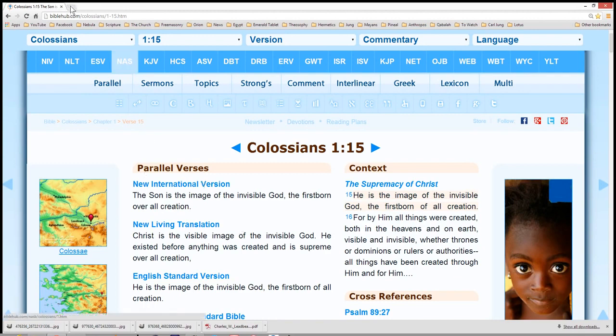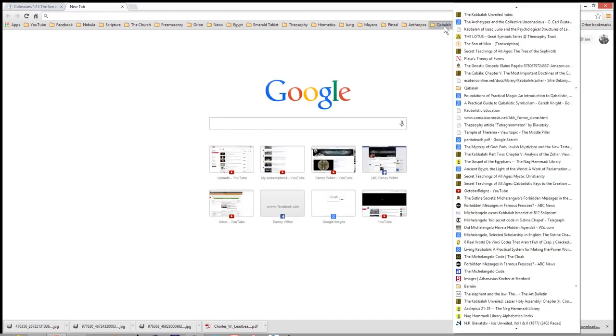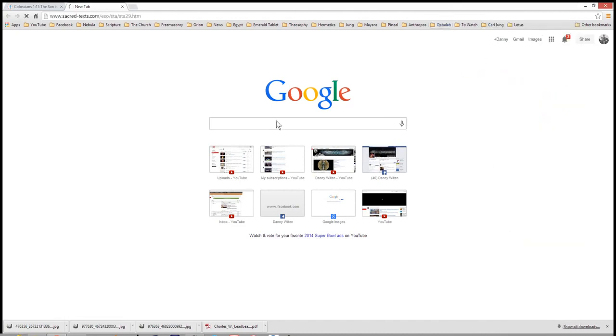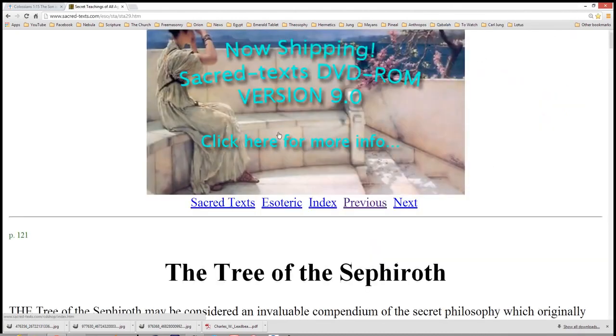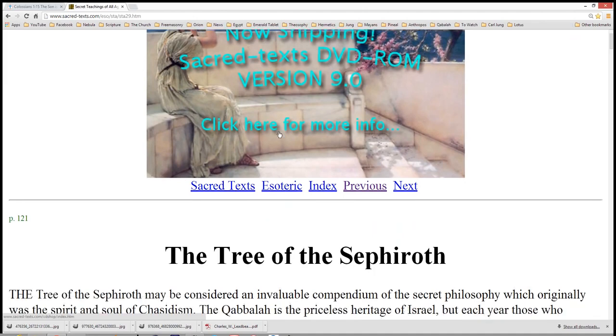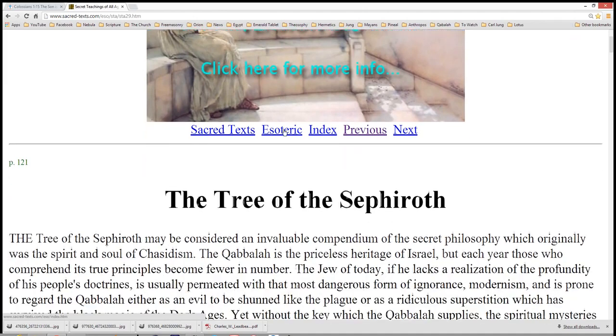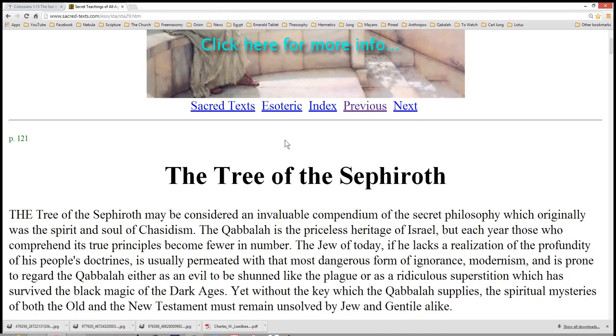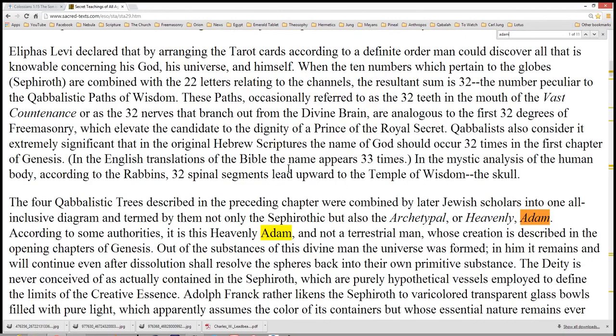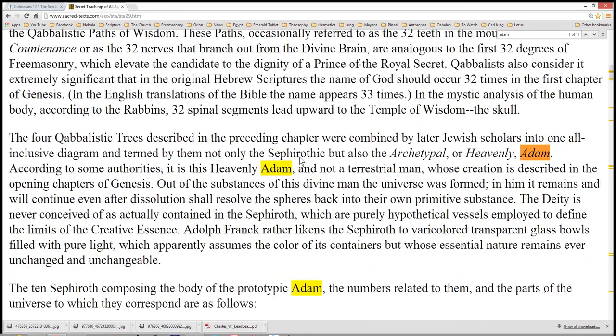Now let's take a look at something in Kabbalah real quick that we read from Manly Hall the other day. And this is pretty much common knowledge as far as Kabbalah goes. Remember, the first 5 books of the Bible, that's the Torah. That belongs to the Jews, that belongs to the Kabbalists. This does not belong to the Catholic Church. So I'll read this again for you guys here.